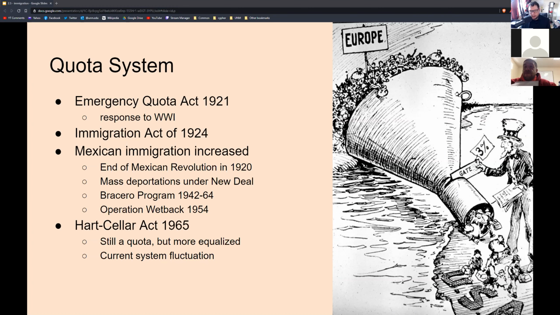Now, you could definitely argue that our system is still xenophobic, but it also gives the government the ability to raise those quotas or lower those quotas. It's not based on previous status of immigration. They can raise it and lower it as they see fit. So it's considered a much more equal system.